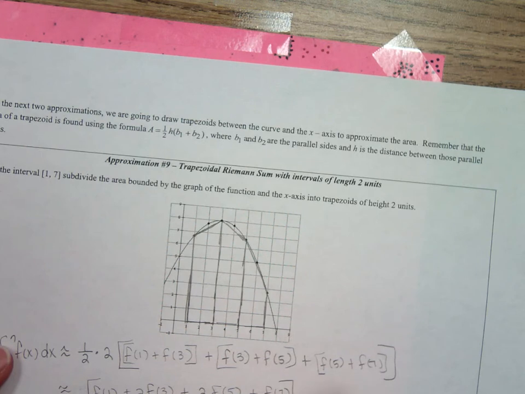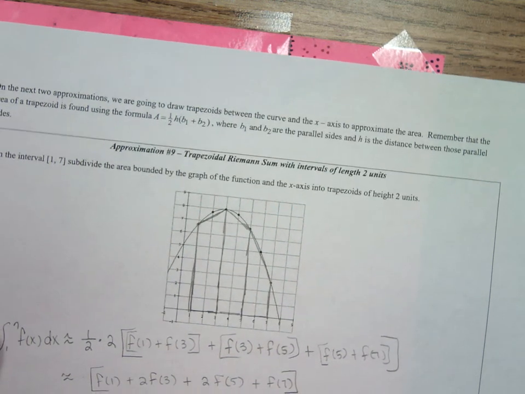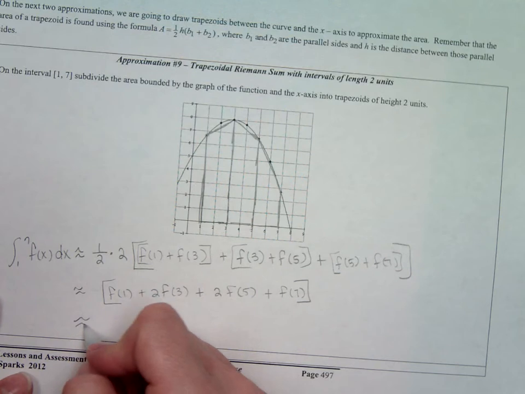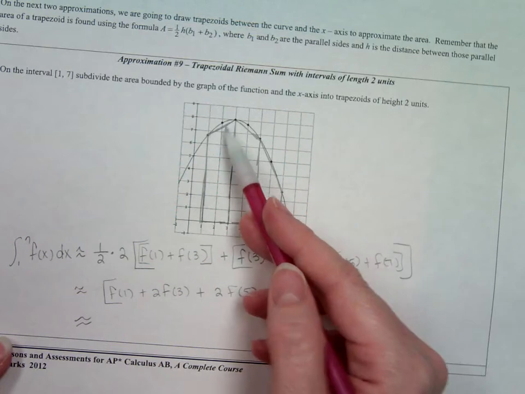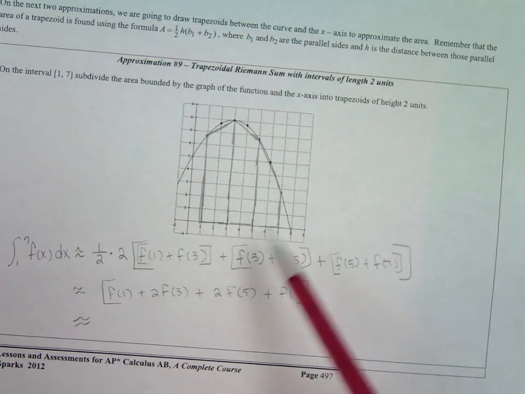That's what we're looking at right there. You think this one's going to be more or less accurate than the others? More. Why? It never leaves the perimeter of the curve. Right, and there's very little wasted space. All right, go ahead and figure that one out, and we'll talk more about these tomorrow.